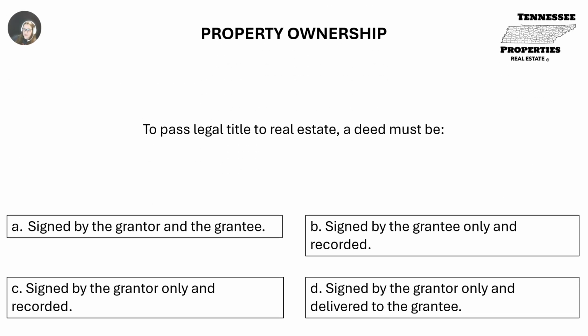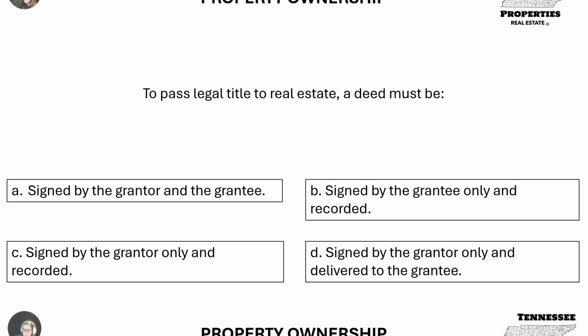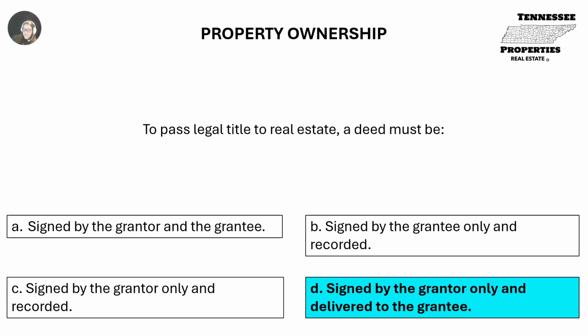To pass legal title to real estate, a deed must be A, signed by the grantor and the grantee, B, signed by the grantee only and recorded, C, signed by the grantor only and recorded, or D, signed by the grantor only and delivered to the grantee. D, signed by the grantor only and delivered to the grantee.